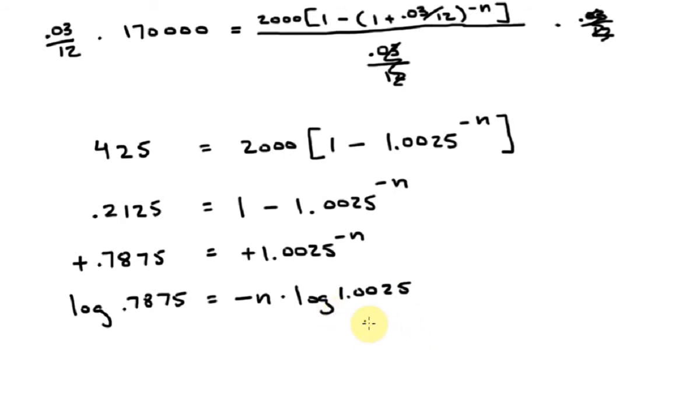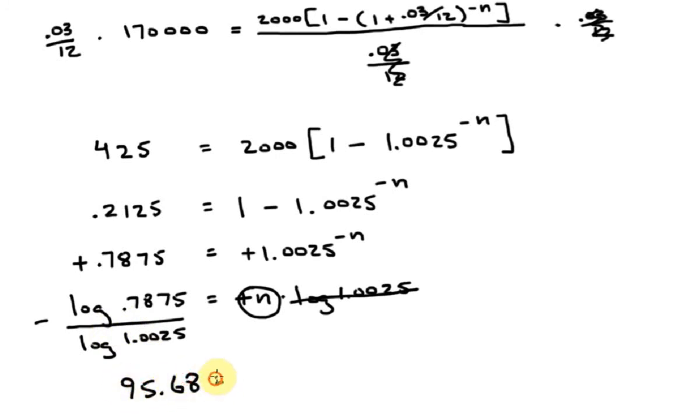Next thing I'm going to do is divide by the log of 1.0025, which gets rid of this. The only thing is that this answer is going to look silly because it equals negative n. So I'm going to multiply both sides by a negative. That gets rid of the negative n. So now I've solved for n, and it's whatever this turns out to be. Well, I did that on my calculator, and I got 95.68. So that's what n equals.